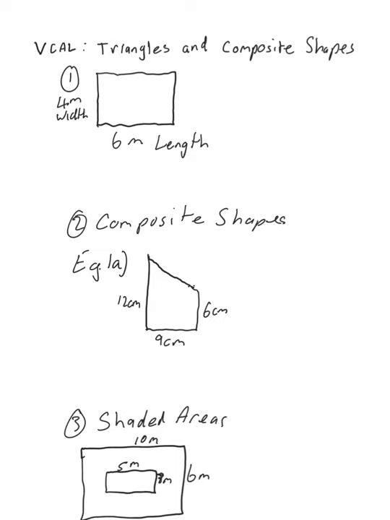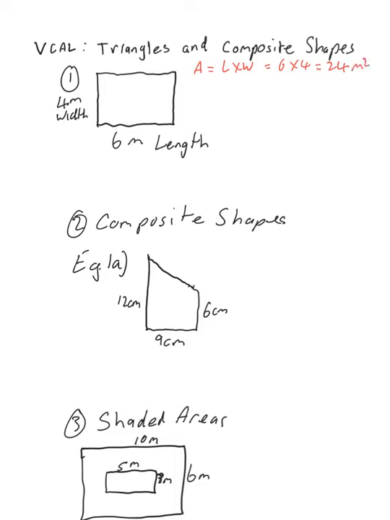Let's look now, first of all, at calculating the areas of triangles. Now, I've actually drawn a rectangle here very deliberately, and we know that the area of a rectangle is length times width. In this case that would be 6 times 4 equals 24 square metres.